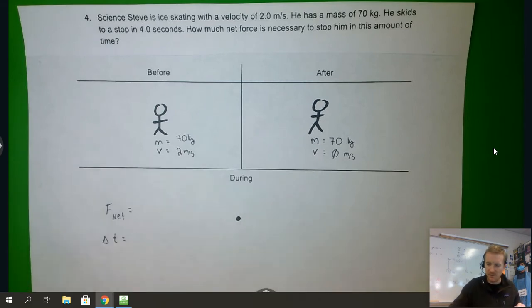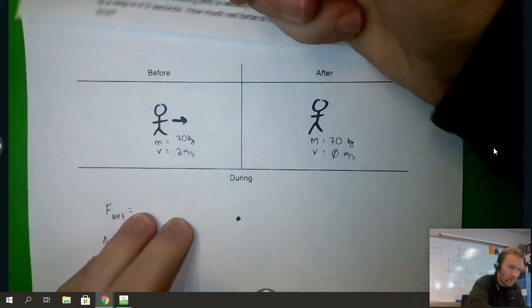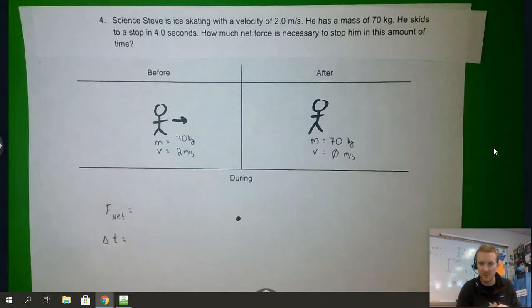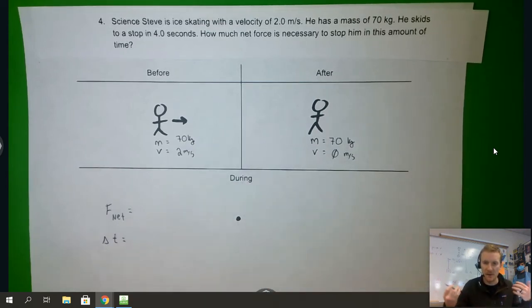So we have an object in motion which changes its motion, right? It experiences an impulse, which means that there has to be a force acting on it to do that, right? So I've gone ahead and drawn my before and after diagram, and then again, we're going to start using this during diagram to represent the forces during this interaction. So I've got its starting mass, its velocity.